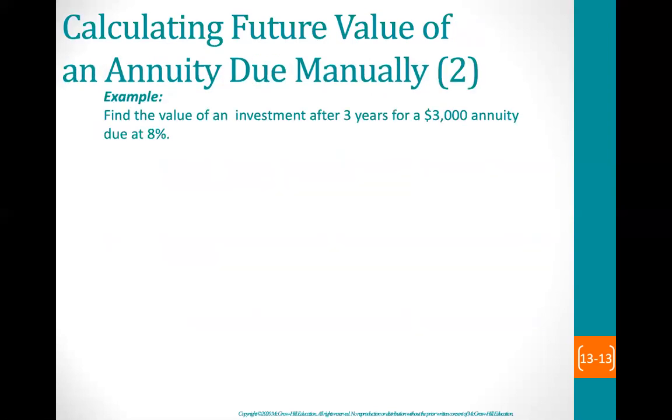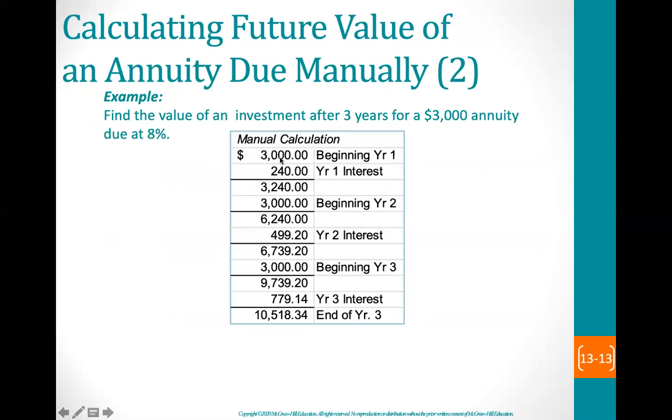So manually, find the value of an investment after 3 years for a $3,000 annuity due at 8%. So we have our beginning balance of $3,000. It's in the bank the entire year. So it earns $240 of interest in the first year. So our balance at the end of the year is $3,240. We put in $3,000 more at the beginning of year 2. So our balance is $6,240 for the entire year. Calculate the interest on that, which is $499.20. $499.20 plus the $6,240, our balance once we add interest is $6,739.20.